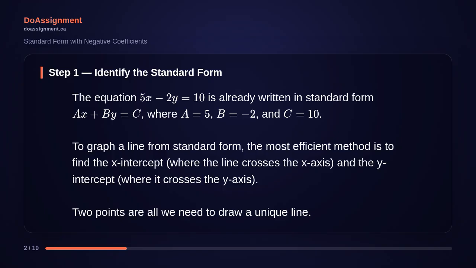Our equation 5x minus 2y equals 10 is already in standard form, where a equals 5, b equals negative 2, and c equals 10. The cleanest way to graph a line from standard form is to find the x-intercept and the y-intercept. 2 points determine a unique line, so that is all we need.